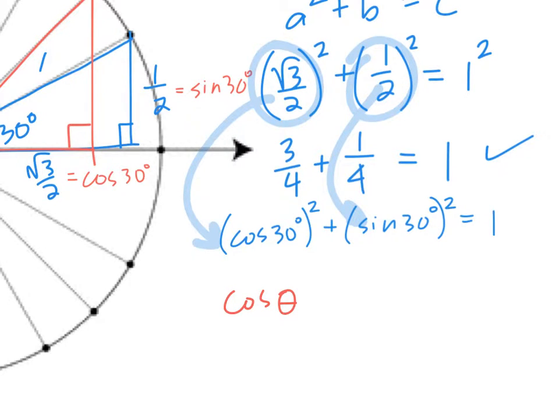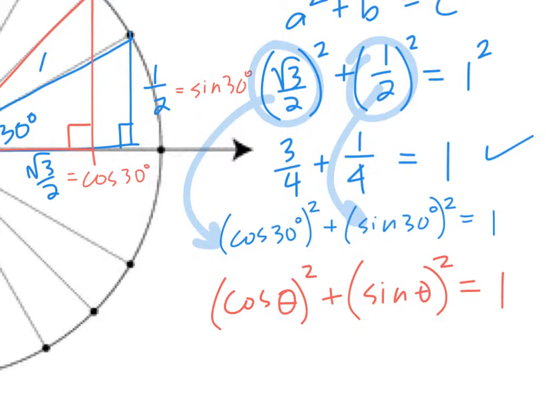So hopefully you remember theta. Cosine theta, theta is an angle. So cosine theta squared plus sine theta squared is equal to 1. Okay, so this is the identity. You have to memorize this. And when I say you have to, you do have to. This is a very, very basic identity. You have to memorize that.